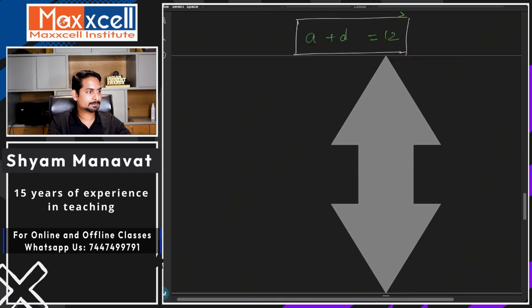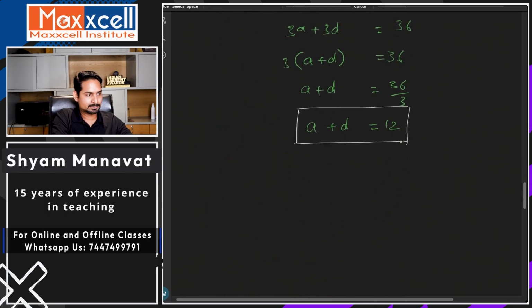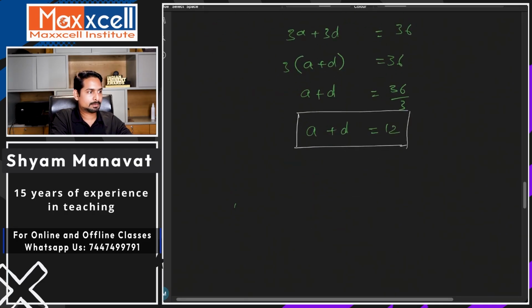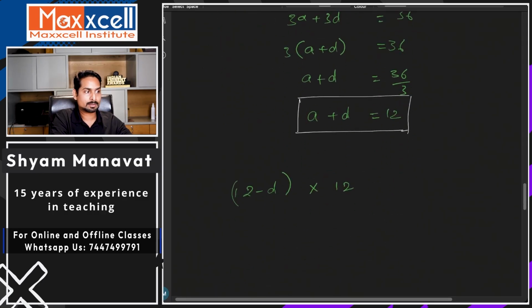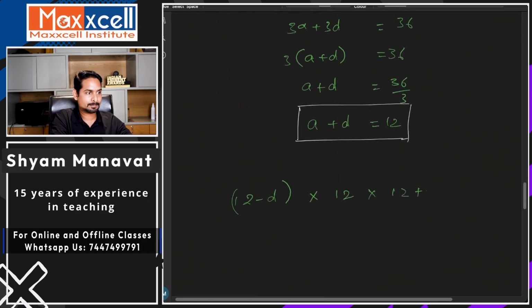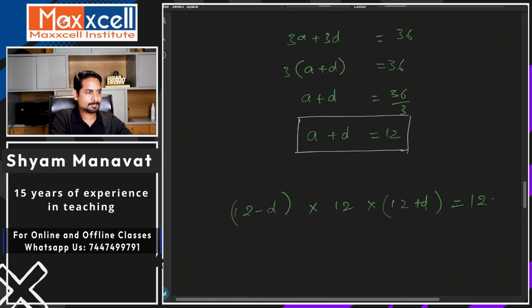Now the next condition given to us is the product of the terms, given as 1296. No worries. So the product of terms will be, if I take this directly, 12 minus D into 12, the second term which we got, and the third term is 12 plus D, and as per the question, that is 1296.